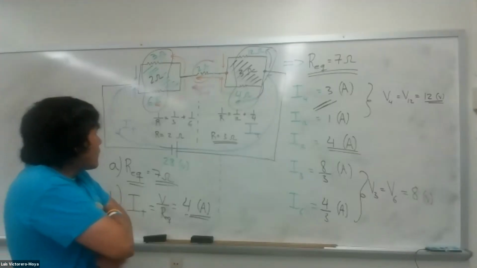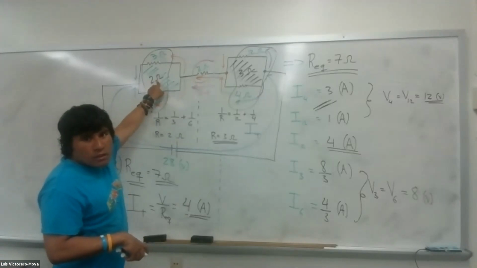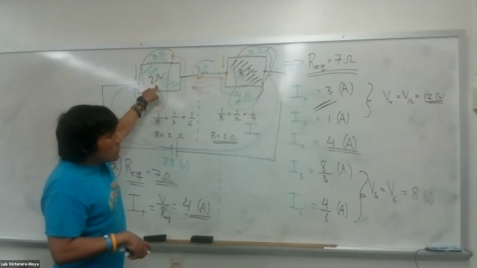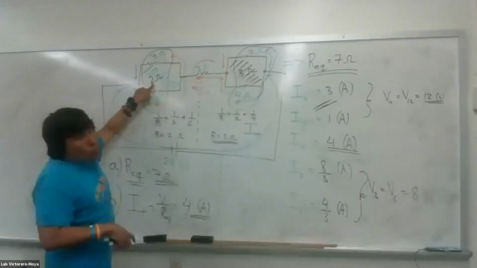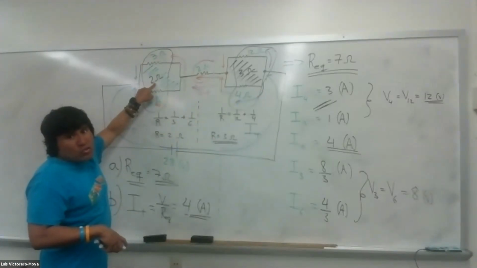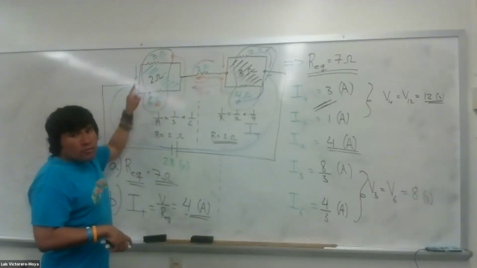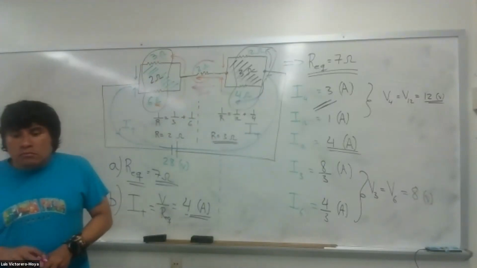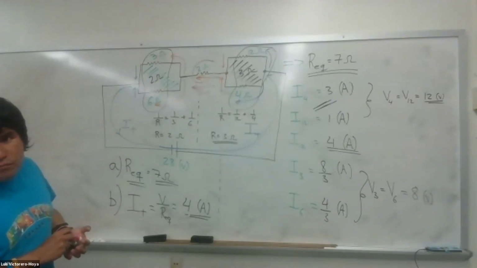Sorry. How did you get V3 equals V6 equals 8 volts? You multiply the total current by the resistor on the loop, which is 2. So 4 times 2, 8 volts. You know that these two combined give you 2 ohms. So you just need to multiply the total current by the 2 ohms. Make sense? Yeah, I got it. Thanks.